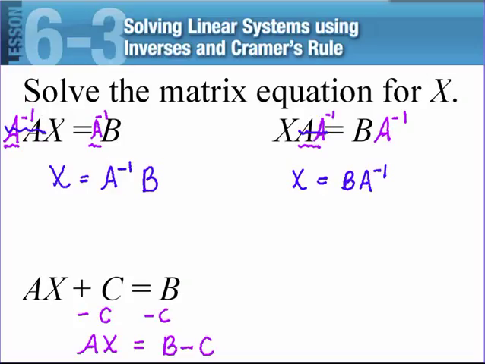Now in order to solve that, we're going to have to multiply by A inverse again. The key here is that we're going to have to multiply by A inverse on the left side here. And then over here, I'm going to need to put some parentheses around the B minus C. So what I end up getting is, after the A's cancel, X equals A inverse times the quantity B minus C.